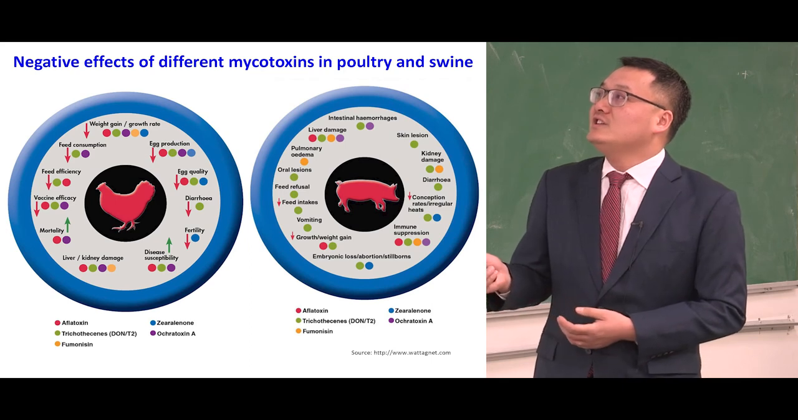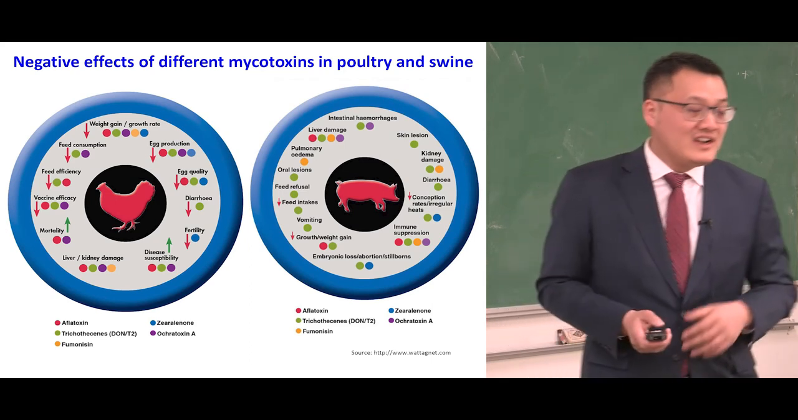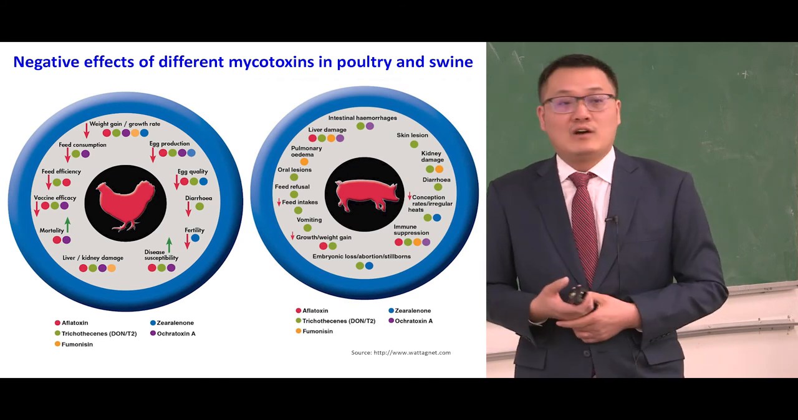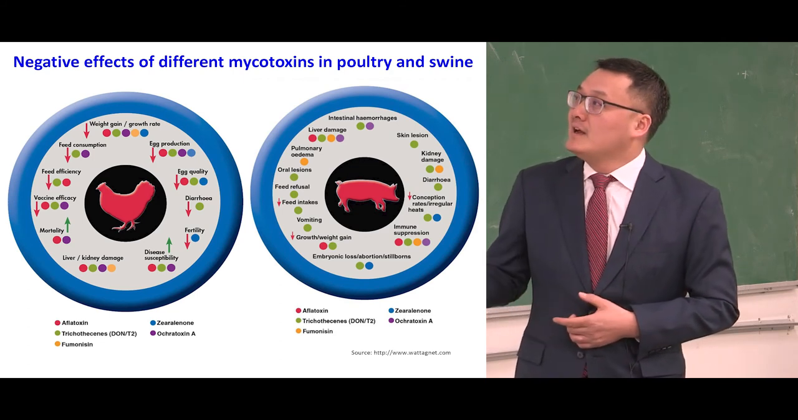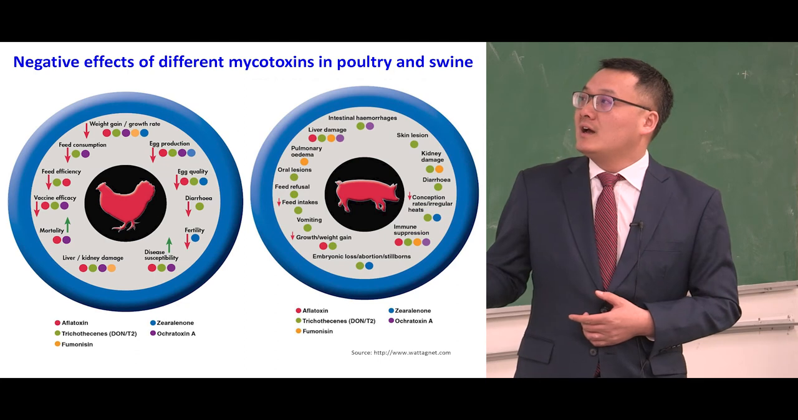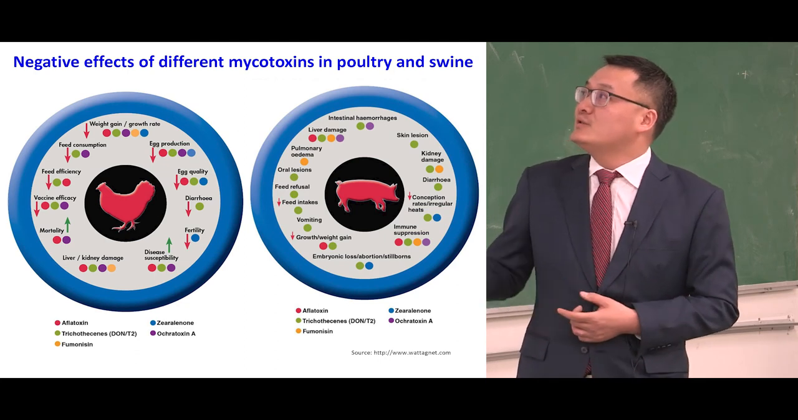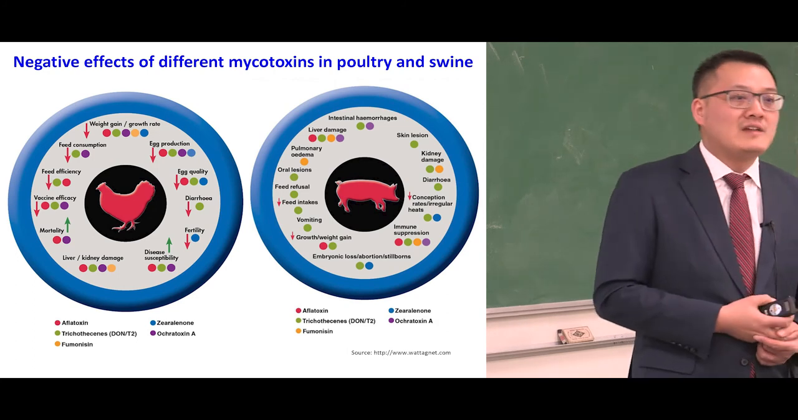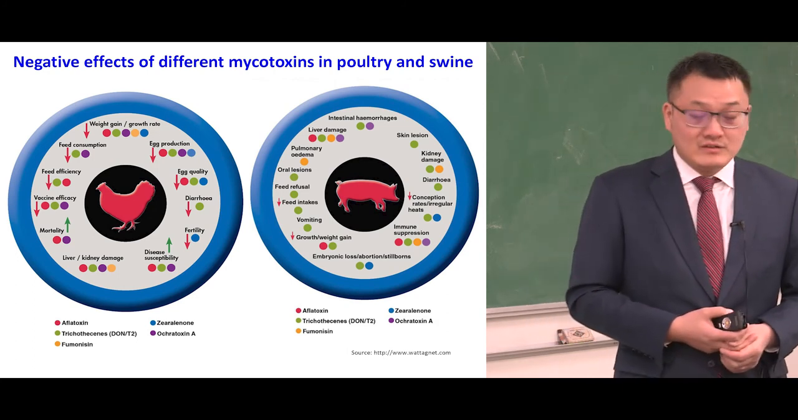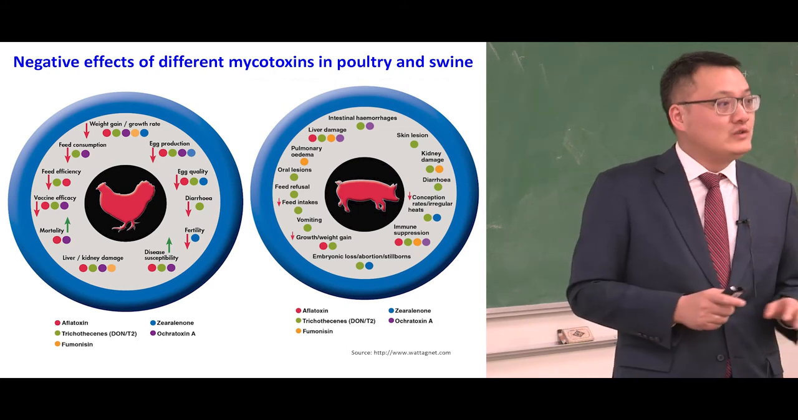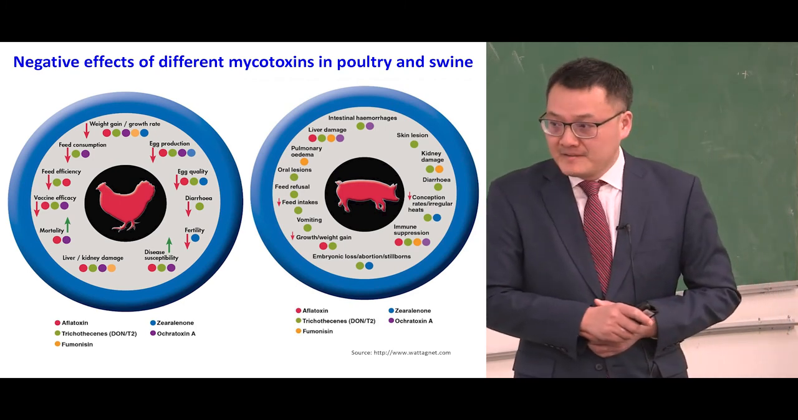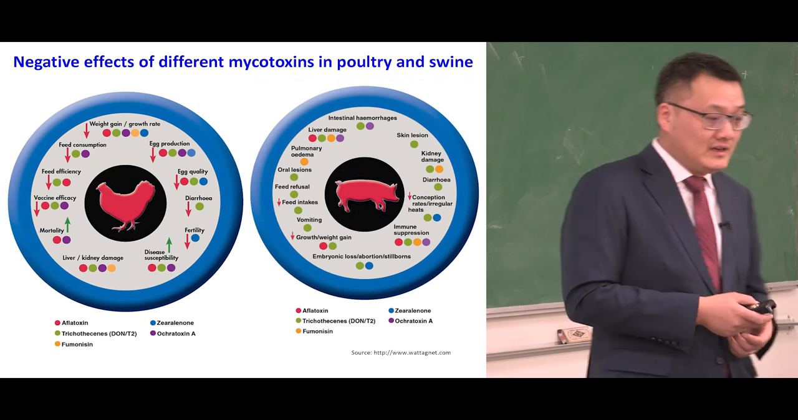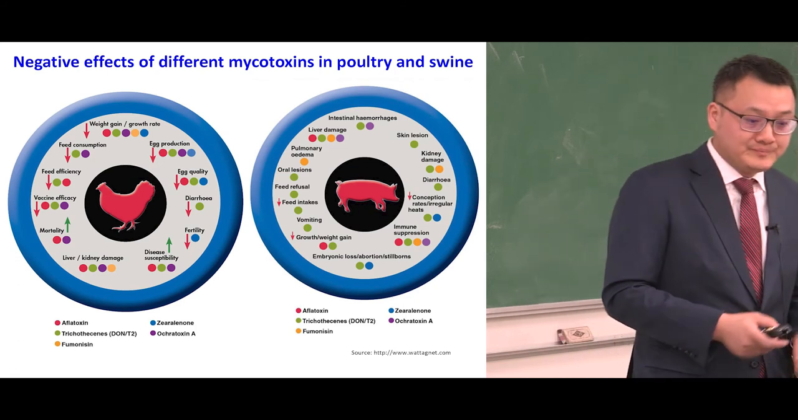It is similar with the pig. You can see that mycotoxin contamination in the feed can reduce feed intake, especially in piglets. They are very sensitive to mycotoxin contamination, especially DON and the vomitoxin, and it also reduces weight gain and reduces the conception rate, which is special for reproductive animals. So in this case, sometimes we avoid feeding reproductive animals with mycotoxin contaminated feed.